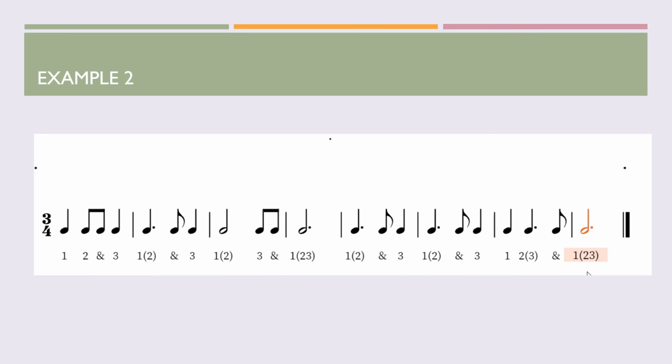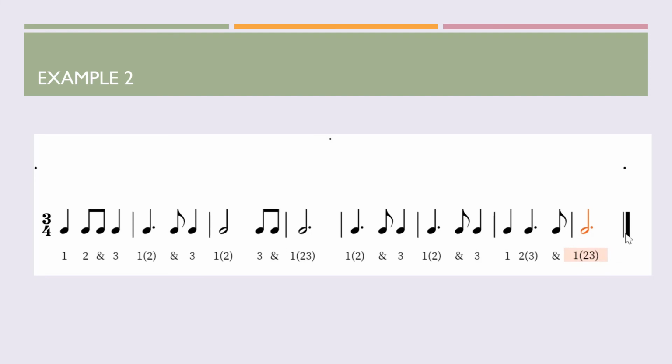Again, counts this time without saying the beat that occurs when a note lasts more than 1 beat. 3 clicks of the metronome. 1, 2, and 3. 1 and 3. 1, 3, and 1. 1 and 3. 1 and 3. 1, 2, and 1.